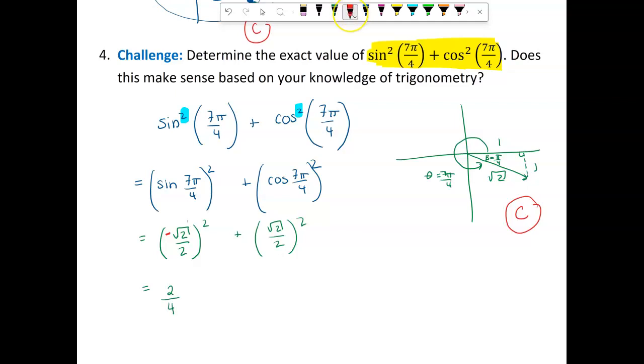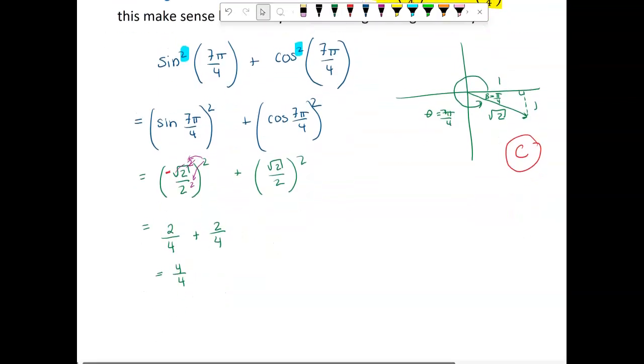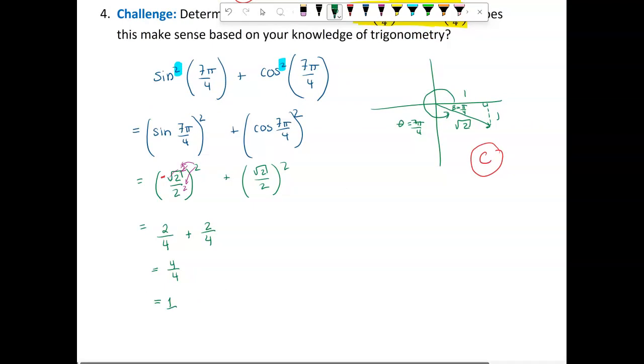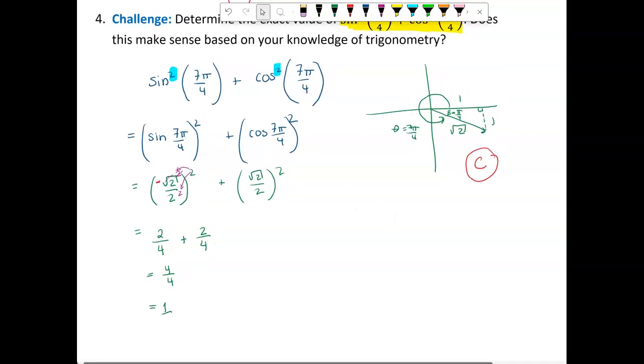We're applying the squared here and here, so both the denominator and the numerator are going to be squared. This cancels out this, but 2 has to be squared, so that becomes 4. We do the same over here, and that ends up being the same answer of 2 over 4. So 2 over 4 plus 2 over 4 just equals 4 over 4, which equals 1. And so our answer for sine squared 7 pi over 4 plus cos squared 7 pi over 4 equals just 1.